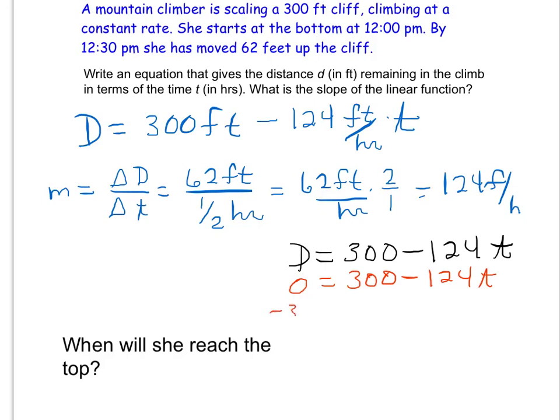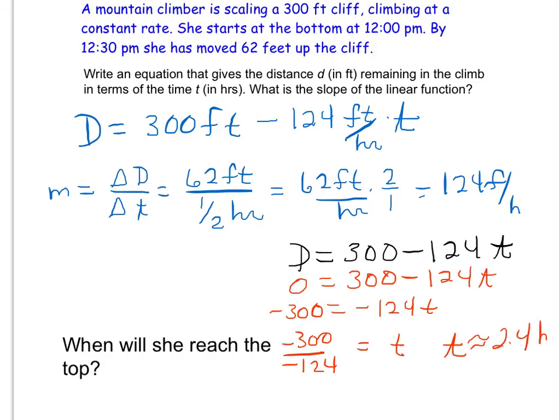So we subtract 300, and then divide by negative 124. So negative 300 over negative 124. You can reduce it or crunch it on your calculator, and you're going to get 2.4 hours. Actually, it looked like it might reduce really well, but it doesn't. It just goes down to 75 over 31. So anyway, that is approximately 2.4 hours, and that's when she'll reach the top. Okay?